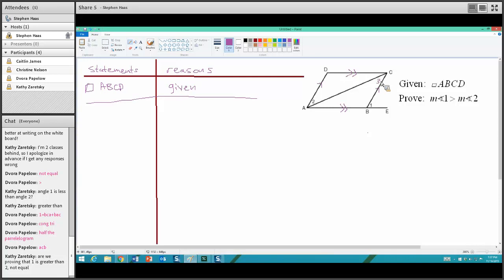Oh, I'm sorry. Oh, you're right. We're proving that angle 1 is greater than angle 2. Okay. Well, same way, same way. So far, I think right. So we're proving that angle 1 is greater than angle 2. Fine. Okay. So what do we know about angle 1 based on alternate interiors?